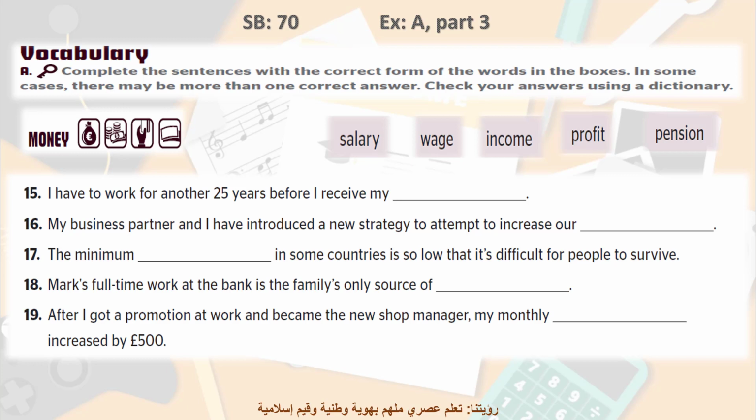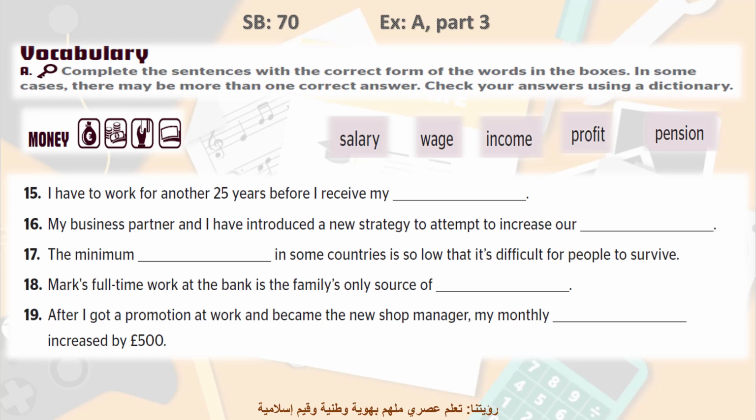Income is all the money you get, maybe from your salary, from a house you rent, whatsoever. What about this word, profit? The profit is the money you gain out of work. And finally, pension. Pension is the money you take monthly after you retire.